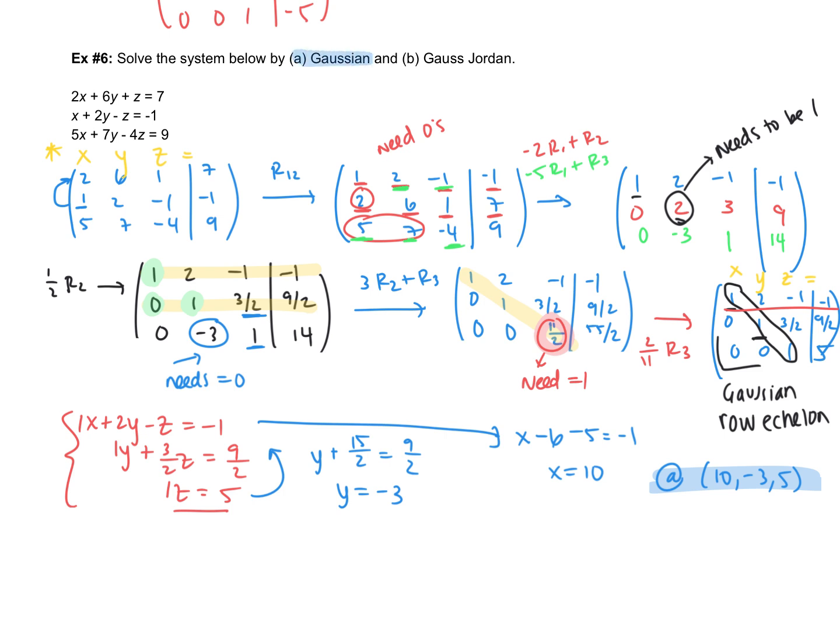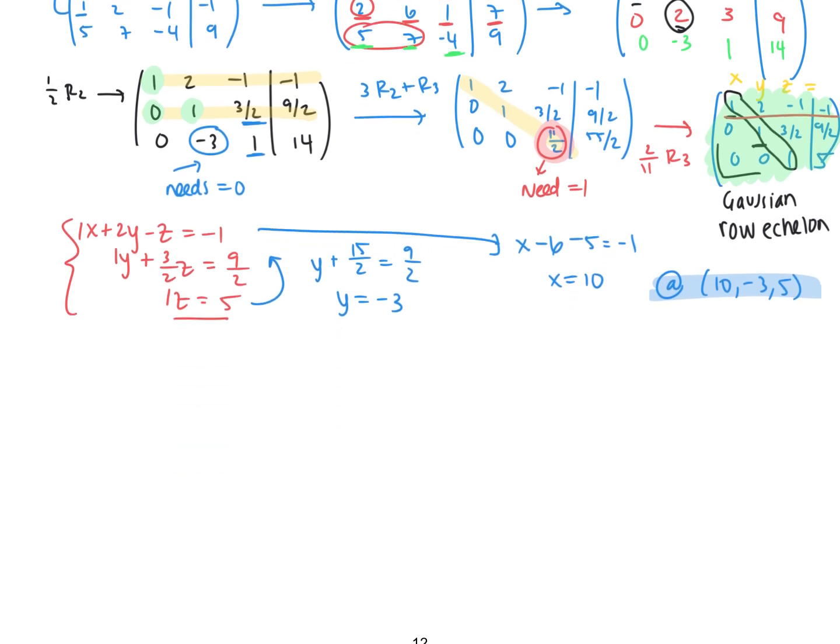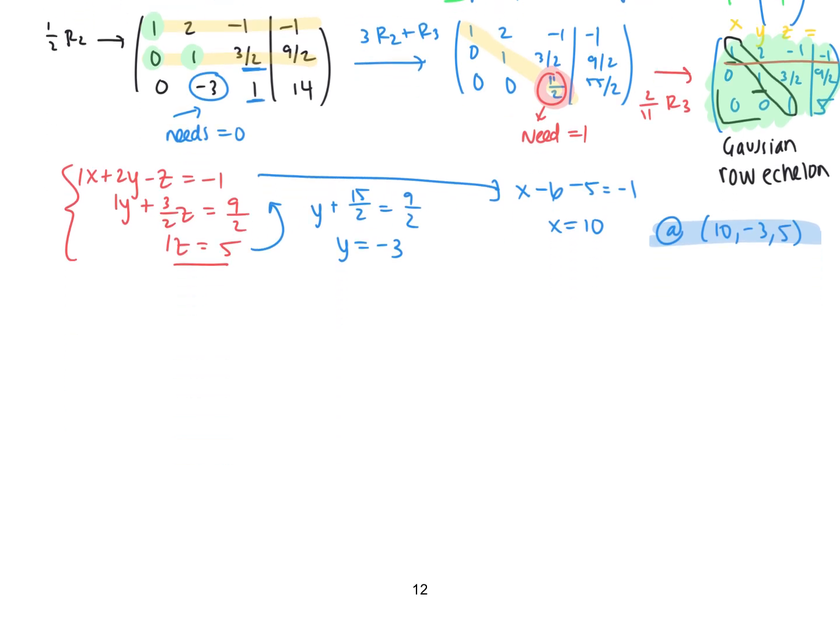Now we are going to go on to part B of this question. Part B, we are solving by Gauss-Jordan. Now, we are not going all the way back to the beginning. We are going to go back to this matrix where we left off. Now we are going to do our Gauss-Jordan. This is the one which is going to get our matrix into reduced row echelon form. Those of us who've solved systems using matrices on the calculator, it's our REF.